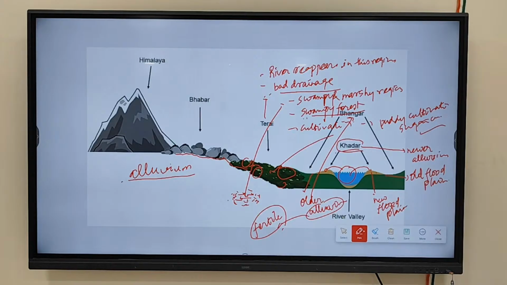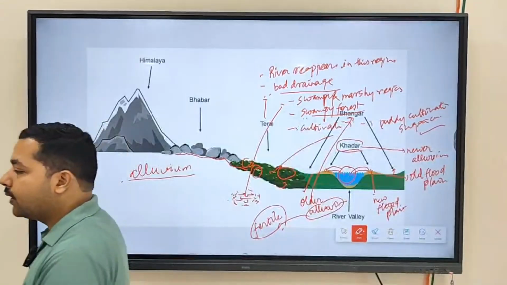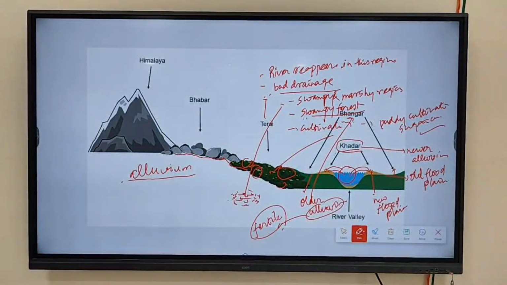Why? Because khadar is more fertile in nature, since newly deposited sediments are there, but it is not much used for cultivation. Why? Because if river flood occurs, the crops will get damaged. So older alluvium, less fertile as compared to newer alluvium, is extensively used for cultivation. Clear? So it is the bangar region that is extensively used for cultivation. Khadar, though fertile, is less used because of flooding of the rivers.